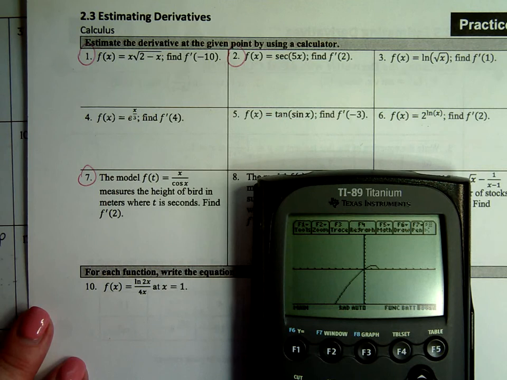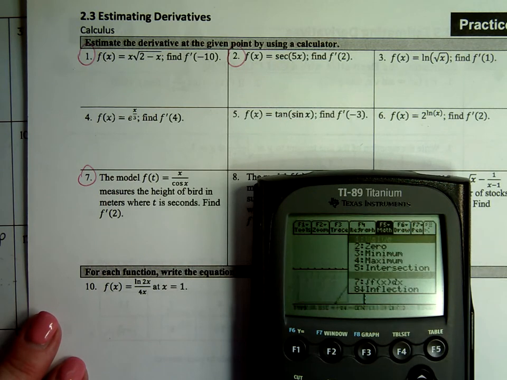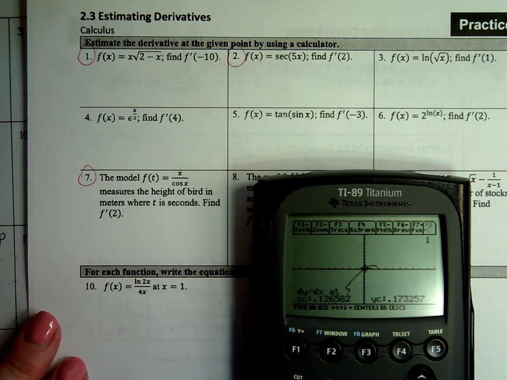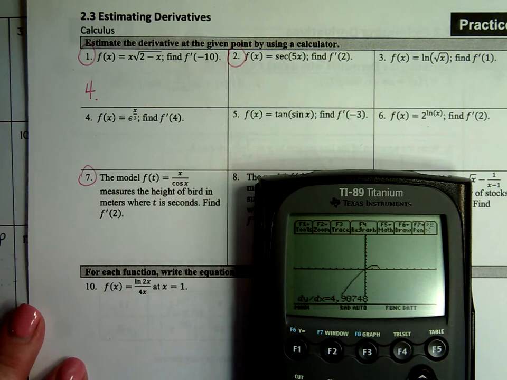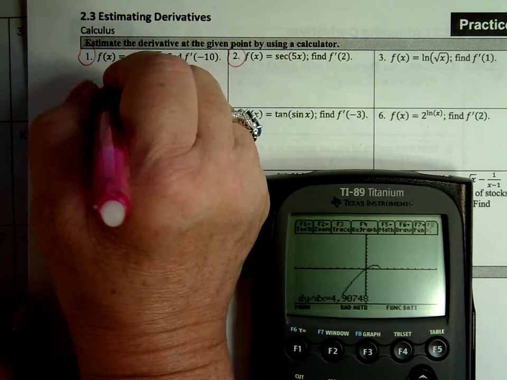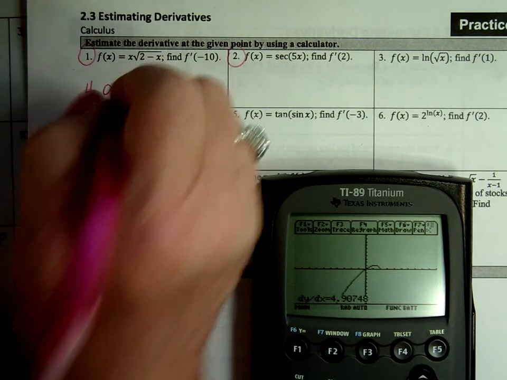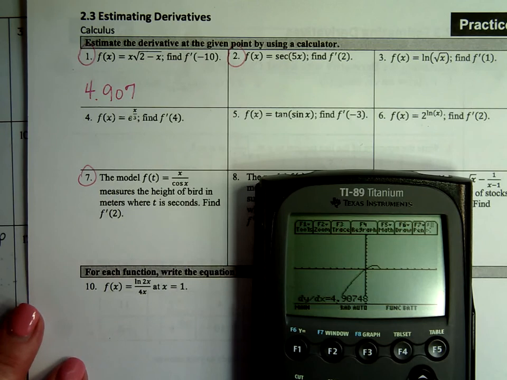And there it is. And then I'm going to find the derivative. So F5, 6. Enter. And it says, where do you want the derivative? And I say at negative 10, because that's the number in the parentheses. And so I get an answer that's 4.907. We'll take it to 3 decimal places.